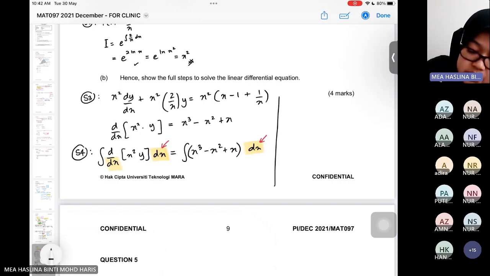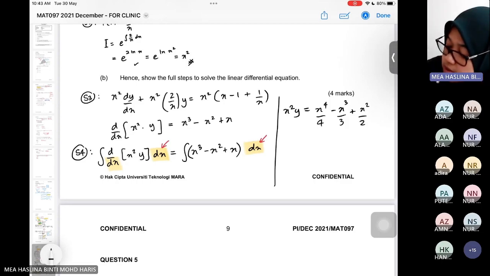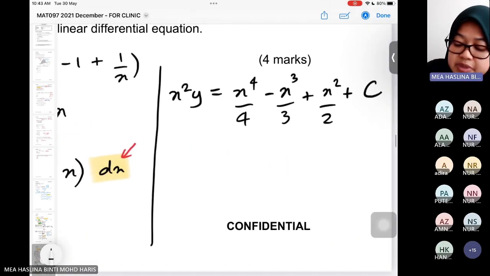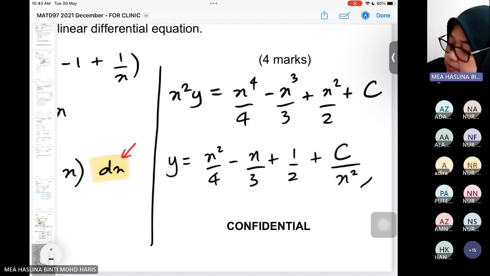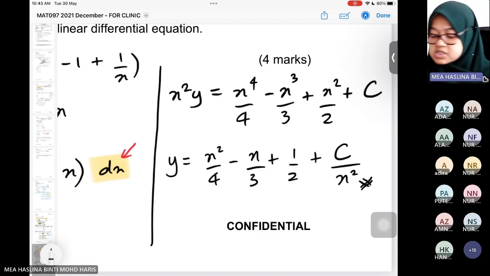So left hand side, x squared y. Right hand side, you have x to the power of 4 over 4 minus x to the power of 3 over 3 plus x squared over 2 plus c. But this form of equation, again, can be expressed explicitly. So you'll have the final answer, y equals x squared over 4 minus x over 3 plus 1 over 2 plus c over x squared. Is it okay, everyone, for this question?